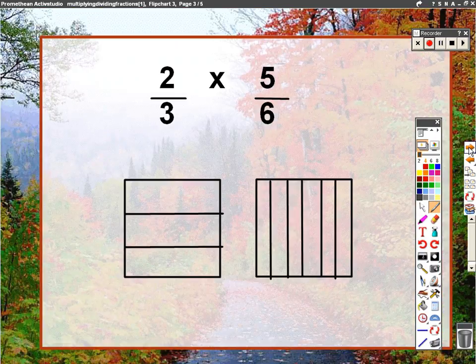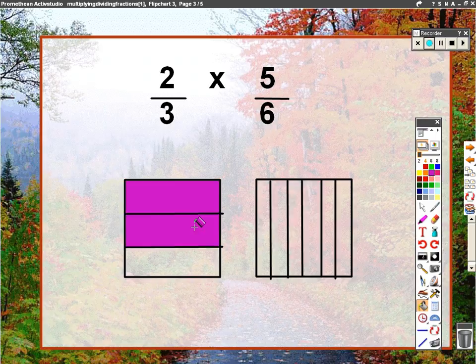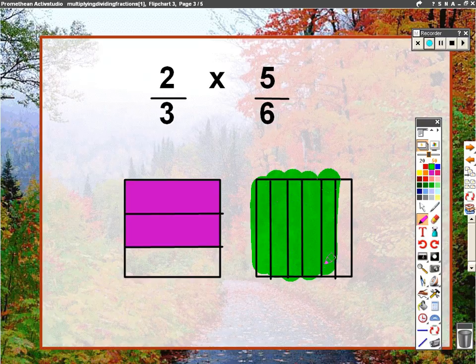And let's look at the next example. This is a different way to see this illustration. 2/3 times 5/6. Again, I'm going to start by coloring in. So 2/3. Actually, let me switch to pink. There we go. And 5/6. And for this one, I'm going to use the highlighter. So 5/6. 1, 2, 3, 4, 5 out of 6 slices.